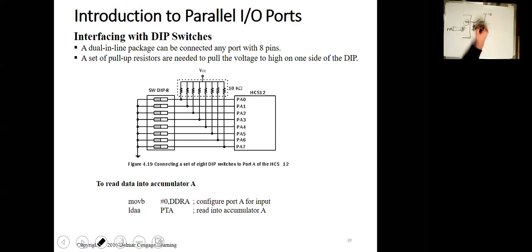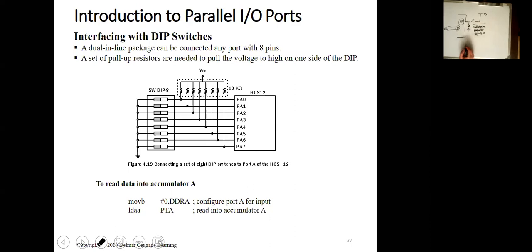We need a resistor in order to define the other value when the switch is opened. This resistor will force this pin to 0 when the switch is open. That's why we call it a pull down resistor. And usually it is in the range from 5K to 10 kilo ohm. So this resistor is very important because it defines the input value when the switch is open.